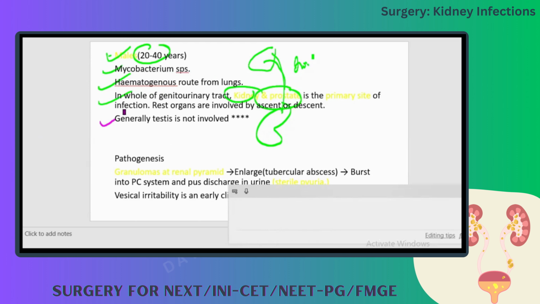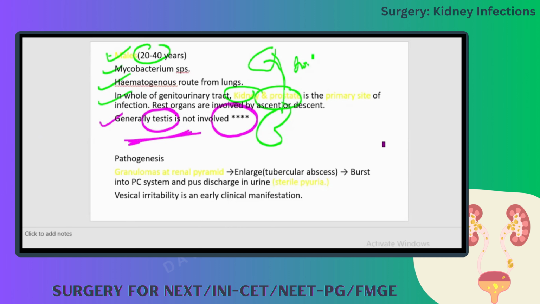And see here, generally testis is not involved. Why? Guess. Just guess. Some reason might be there, right? Testis TB is still not seen. We have seen other organs. Vas deferens TB is there. Prostate TB is there. Seminal vesicle TB is there. Bladder TB is there. Kidney TB is there. But testis TB is not there. Why?